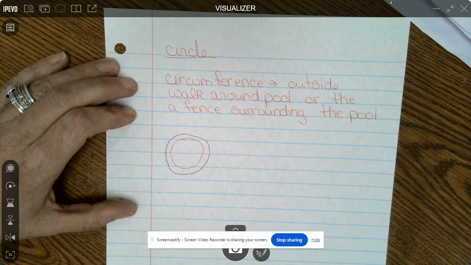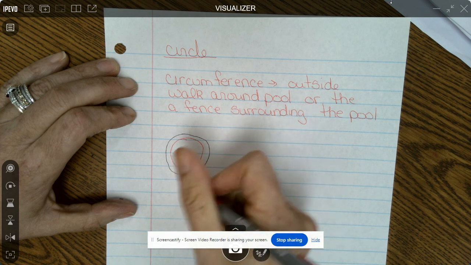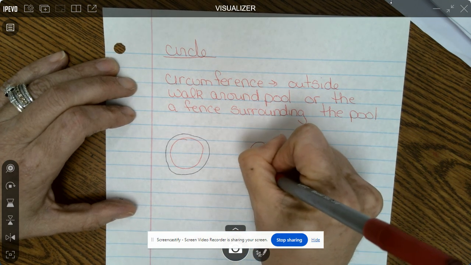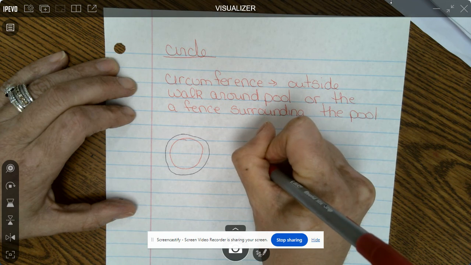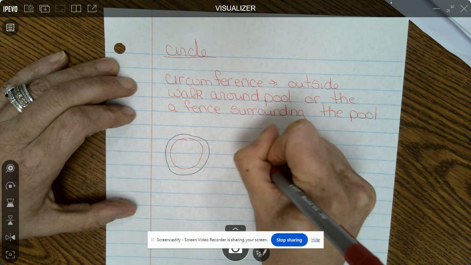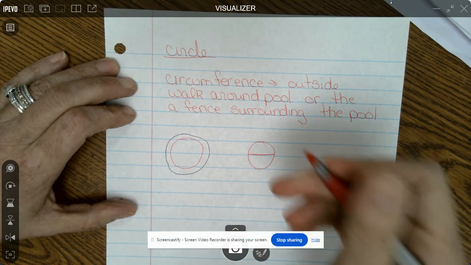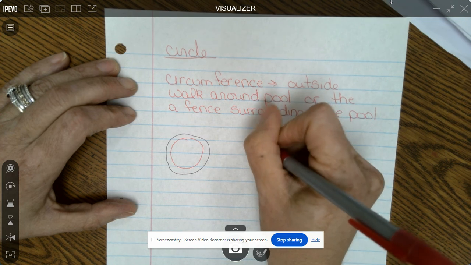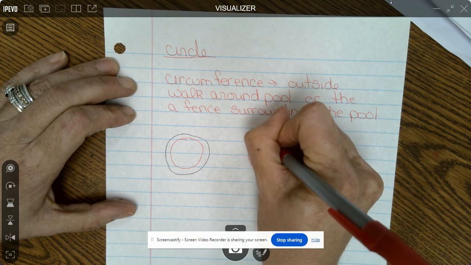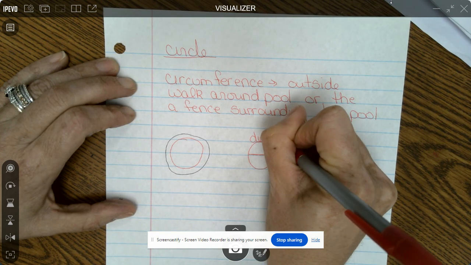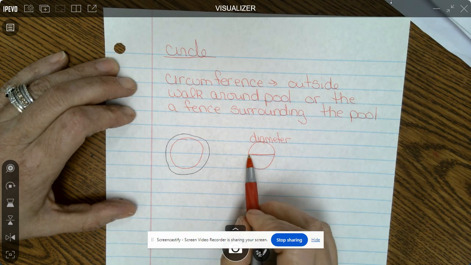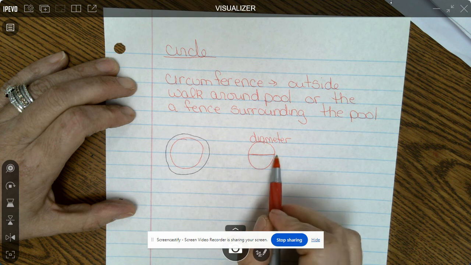Now, to figure out the circumference, the distance around the pool, there are two ways you can figure it out. If this is my pool, you can figure it out by going across the pool. The distance between here and here is known as the diameter. That's the distance if you were standing in the middle of the pool and put both your arms up and touched each side of the pool. You following this far?